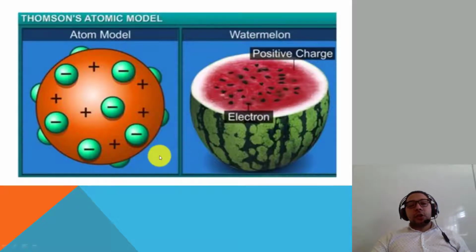And this picture demonstrates the Thomson atomic model. He said we have a positive sphere, and this positive sphere contains negatively charged particles. We can take the watermelon as an example, where the red part represents the positive sphere, the positive charge, and the seeds represent the negative charge. So in his model of the atom, he said that we have a positive sphere, and this sphere contains negatively charged particles.